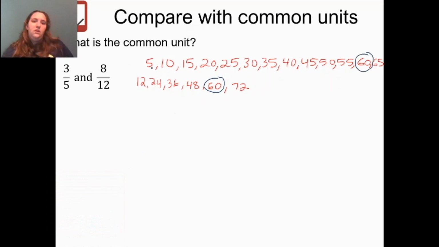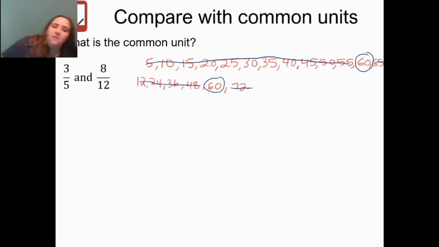60. So you can go through these and see that none of these overlap, because if it's a multiple of 5, it has to end in a 0 or a 5. And so none of these end in a 0 or 5 except for 60. So that is the lowest common unit between them.